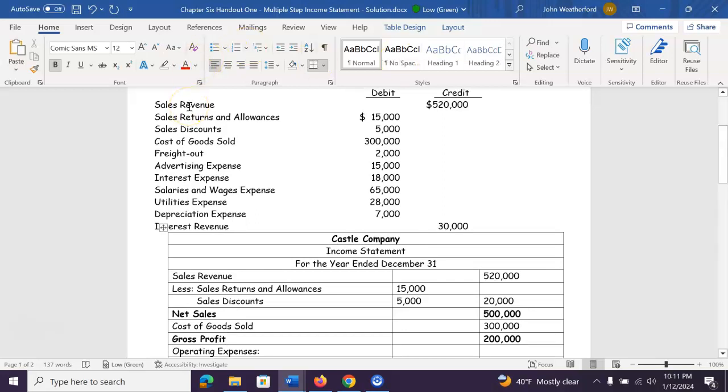And our operating expenses would be, sorry for the ding there, my phone should have been on silent. Anyway, our operating expenses would include all of these.